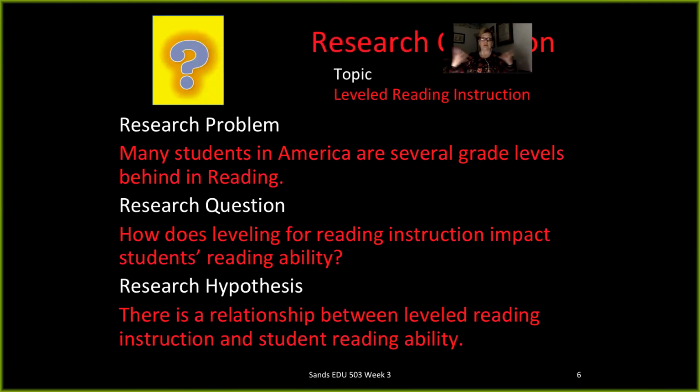Now, if we set this up as a correlational study, we might say the more time we spend instructing students at the levels where they are, leveled reading, where you have all the same level of student in one group, the higher each student's reading ability goes. That would be a correlational study.